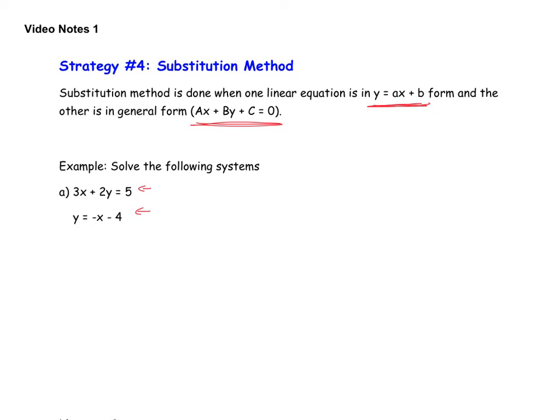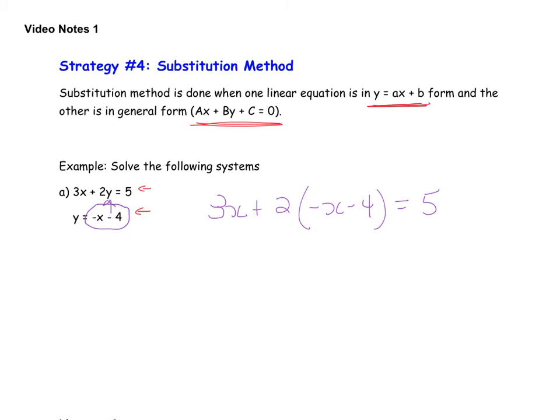So what substitution means is that you're going to take that y equals, and you're going to circle everything that the y equals. Y equals negative x minus 4. Y equals all of this. So if that's the case, then you can plug it in for the y right there. So 3x plus 2 times (negative x minus 4), because y equals all of that, is equal to 5.